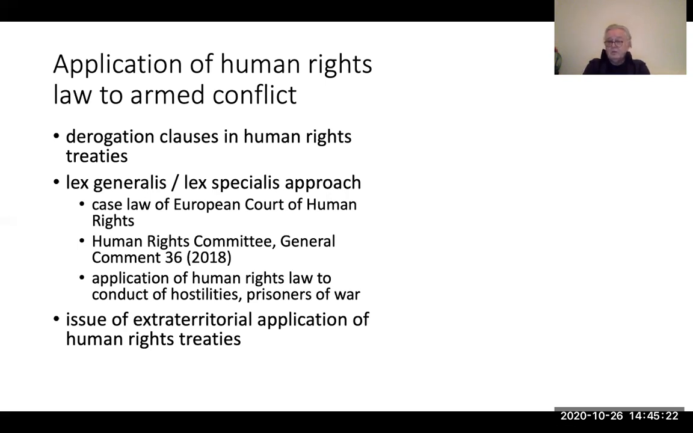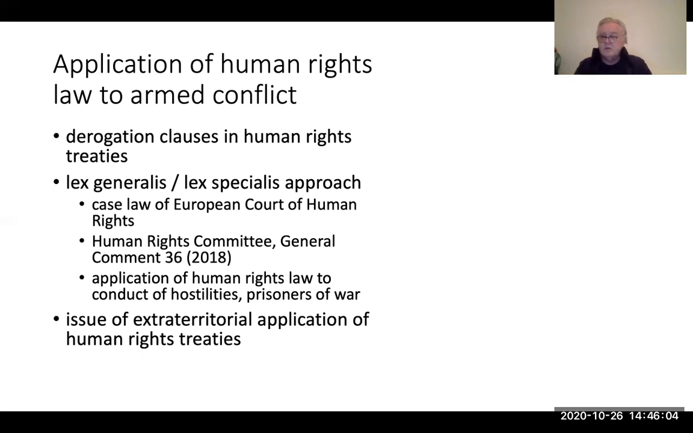The first thing to point out is that the human rights treaties, although it seems clear enough that the main human rights treaties, when they were drafted, did not contemplate their application in armed conflict. They didn't really address it, except to say that states could suspend some of the rights in the treaties, to suspend the application of them if they were in the situation of war. And we call these the derogation clauses. We have them in the International Covenant on Civil and Political Rights, Article 4, and we have in the European Convention on Human Rights, Article 15.